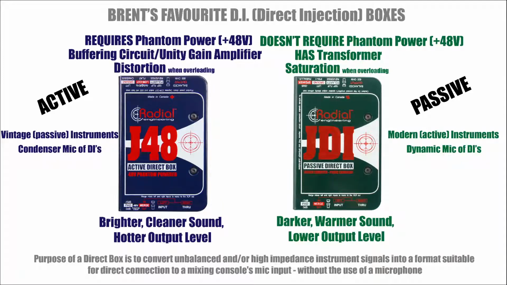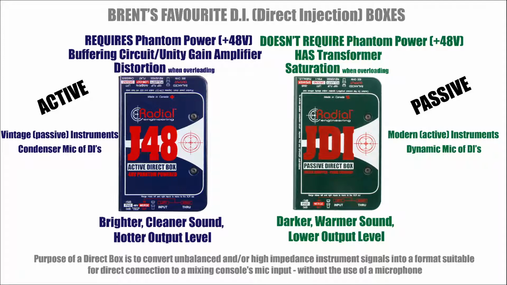In an active DI, you have a buffering circuit or an amplifier that changes the levels so that it will go into the mic level properly. In a passive DI, it has a transformer that does that for you. But the transformer has sort of extra characteristics that are kind of nice. It sort of lends a toughness or a darkness to the tone, which is pretty cool.